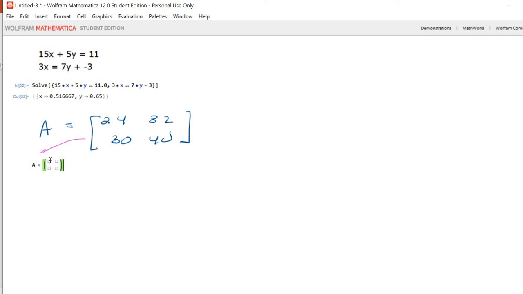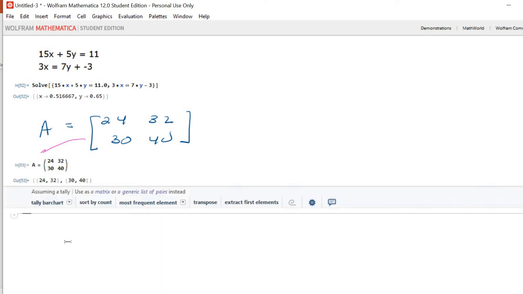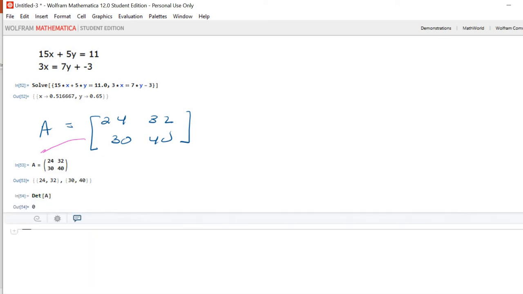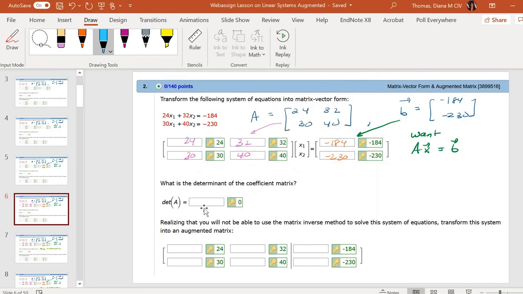All right, so let's put this in. 24, 32, 30, and 40. And shift enter. That gives you A. Now, the determinant would be Det A, capital, and it's 0. So I would put here: the determinant of A is 0.